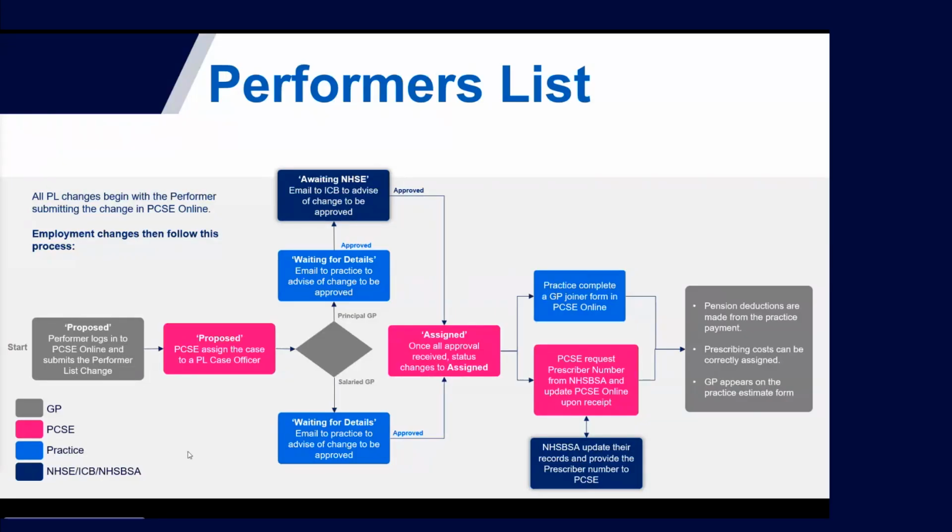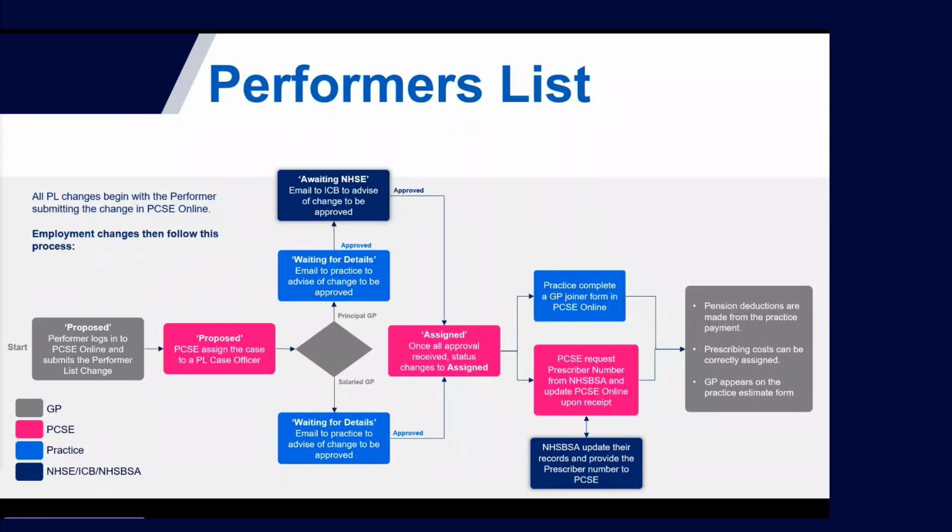I'm just going to run through a slide to show the GP journey, so then everybody knows when the GP journey needs to be completed and when they can submit an estimate. Okay, so as you can see, this is just a performer list journey. So this would be right from the beginning when a GP would submit their employment change.